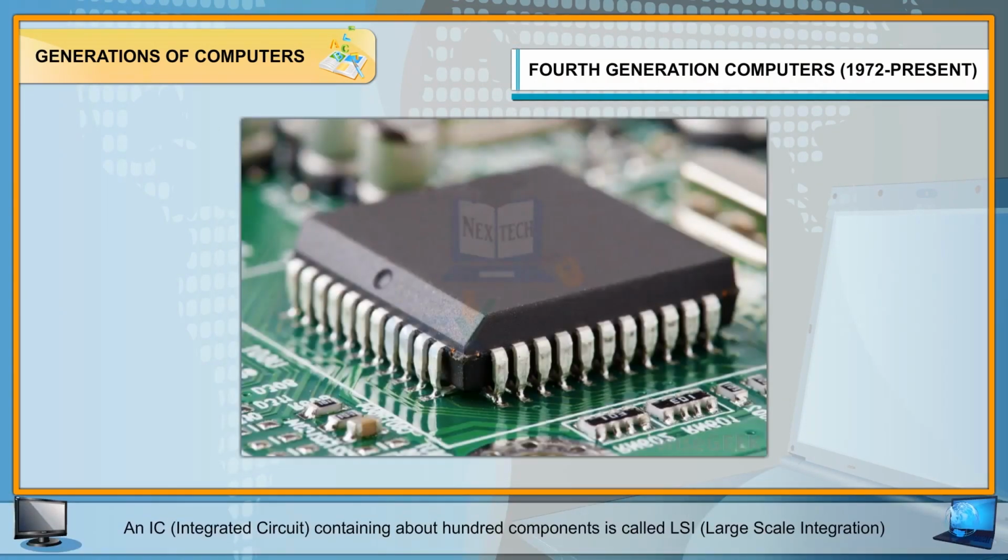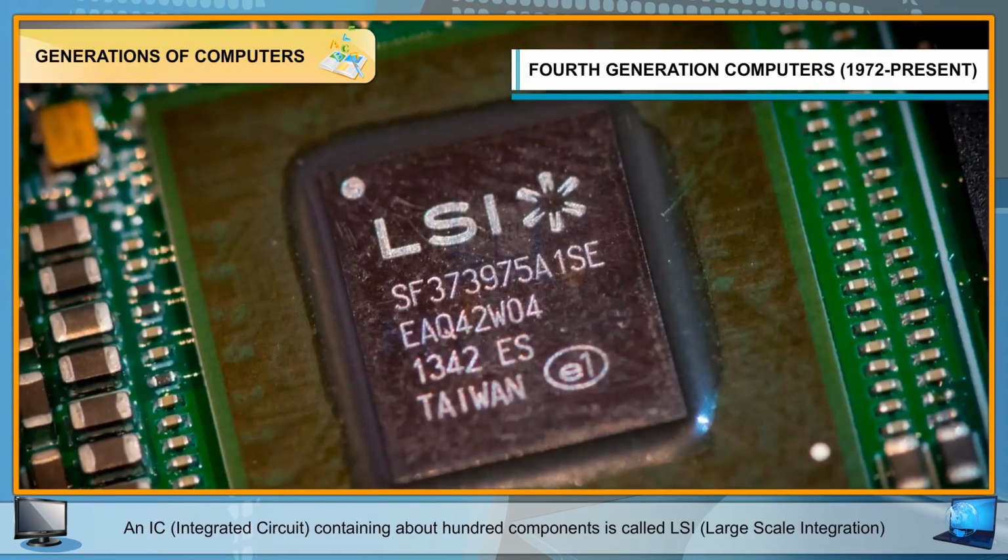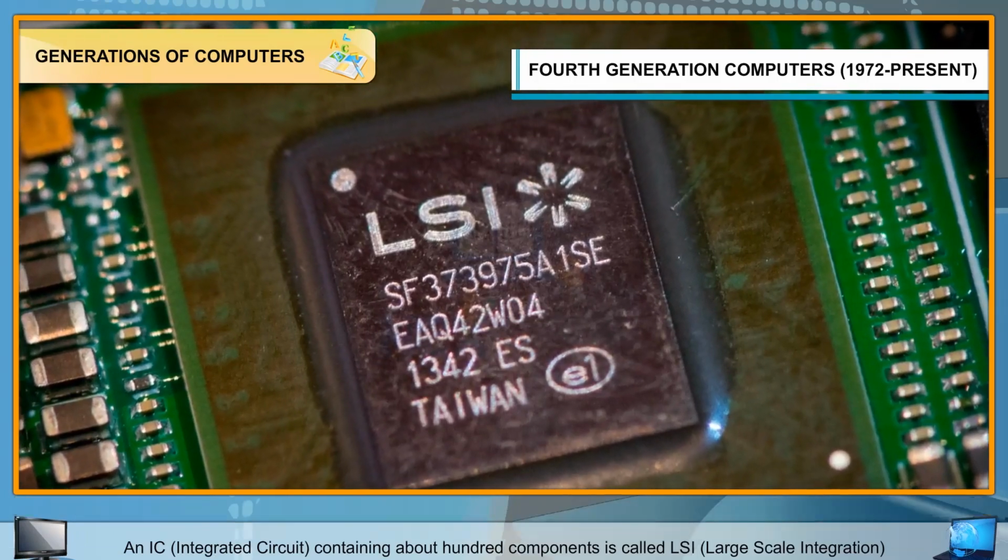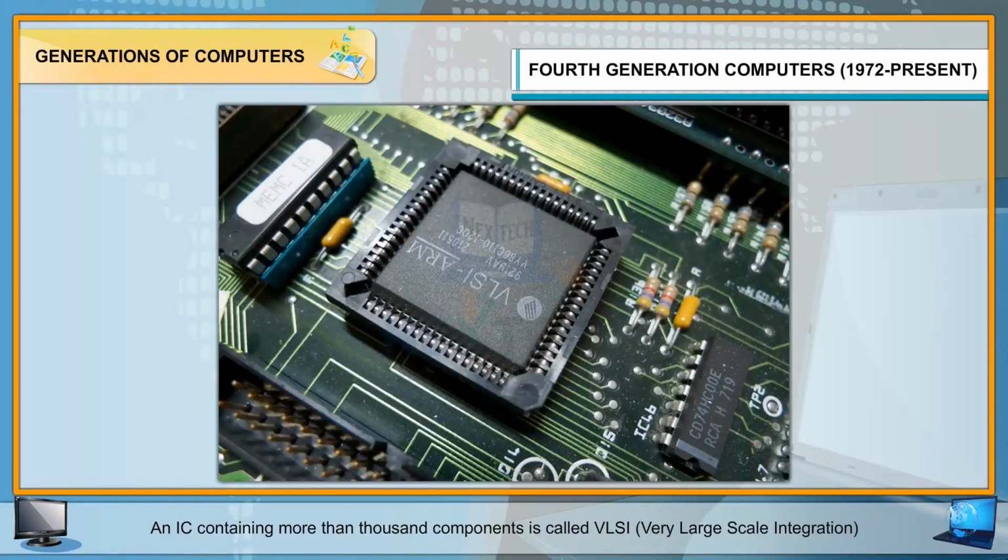An IC, integrated circuit, containing about 100 components is called LSI, Large Scale Integration. An IC containing more than 1000 components is called VLSI, Very Large Scale Integration.